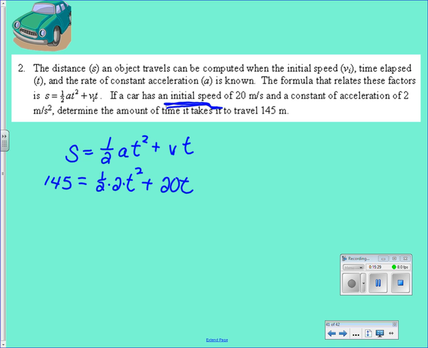All right, let's clean this up a little. So we have 145 equals, let's multiply these two. What do we get? 1. So we'll have t squared plus 20t. All right, it's a quadratic. What do you want to do? Remember, we could factor. We could use the quadratic formula. We could complete the square. What do we want to do?